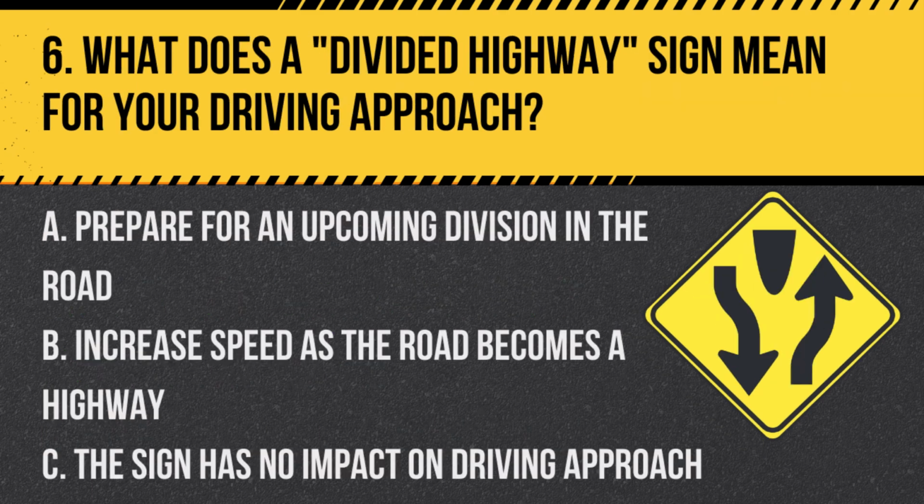Question 6. What does a divided highway sign mean for your driving approach? A. Prepare for an upcoming division in the road. B. Increase speed as the road becomes a highway. C. The sign has no impact on driving approach. Answer. A. Prepare for an upcoming division in the road. A divided highway sign indicates that the road will soon have a median or barrier dividing the traffic.